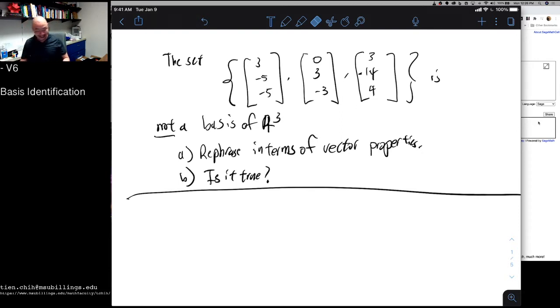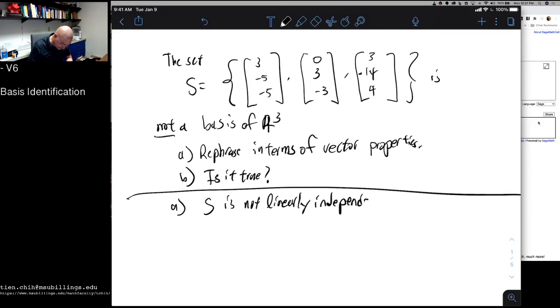So the claim is that these three vectors do not form a basis for R3. And so if we recall what that means, either, let's again call the set S for simplicity's sake, S is not linearly independent, or S does not span R3.